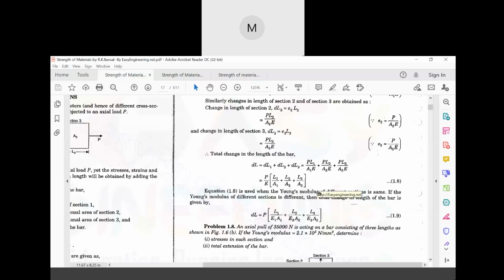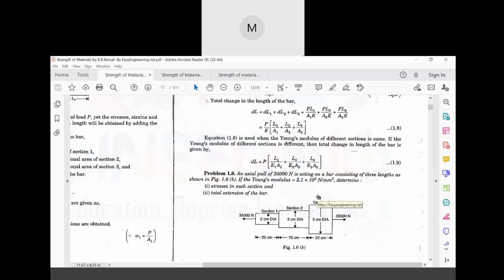Theek hai. Now for clearer concepts, I will show you a video. Wait, give me a minute. Now, if you see here in this bar of varying cross section, you might get numericals also. I'll show you one example of this. Now, this is the question. Wait, I'll take a screenshot.